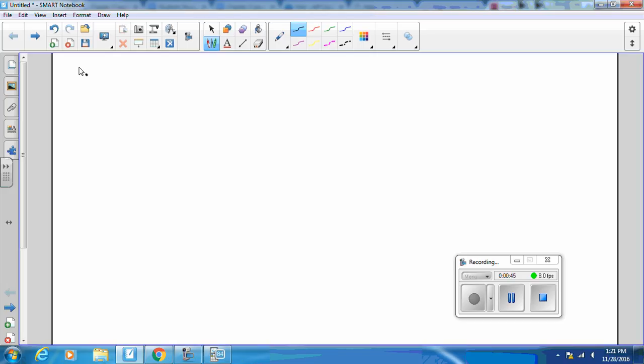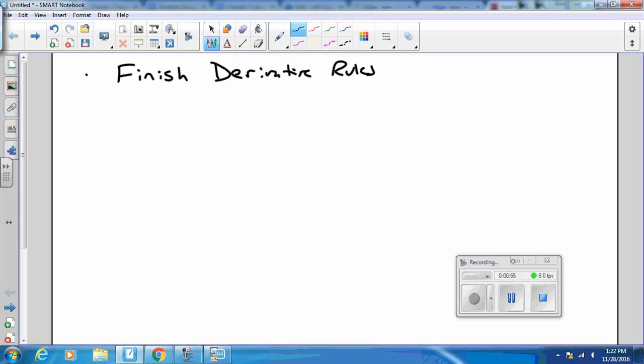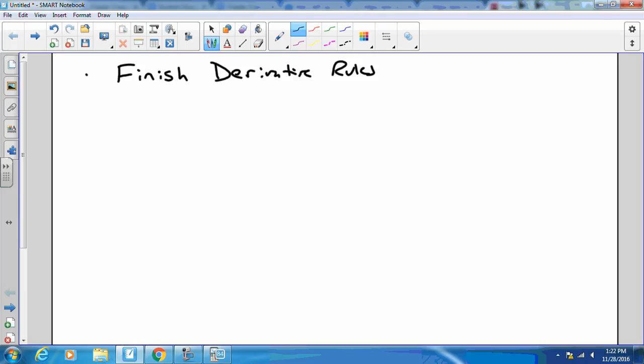Our plan for the next week is to finish derivative rules. And we're going to be doing that for 5 days. We need to talk about exponentials and logs. That's the only thing left. And then after that, we're going to use derivatives to sketch graphs of functions.